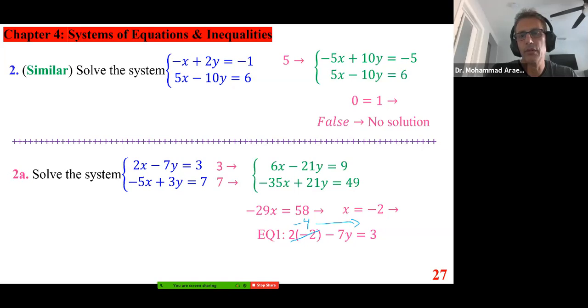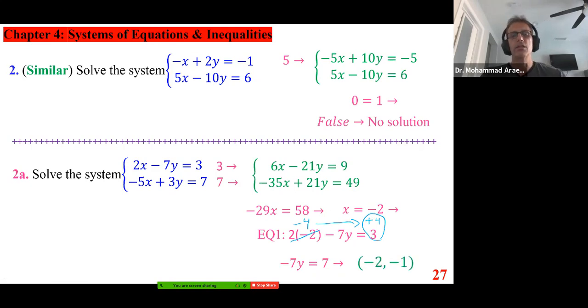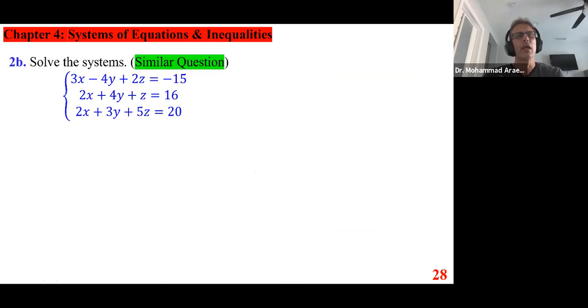We move it to the right side, and that results in 7. Therefore, y equals negative 1. It's a good practice to write the answer in pairs, okay, so it becomes clear what we are dealing with.